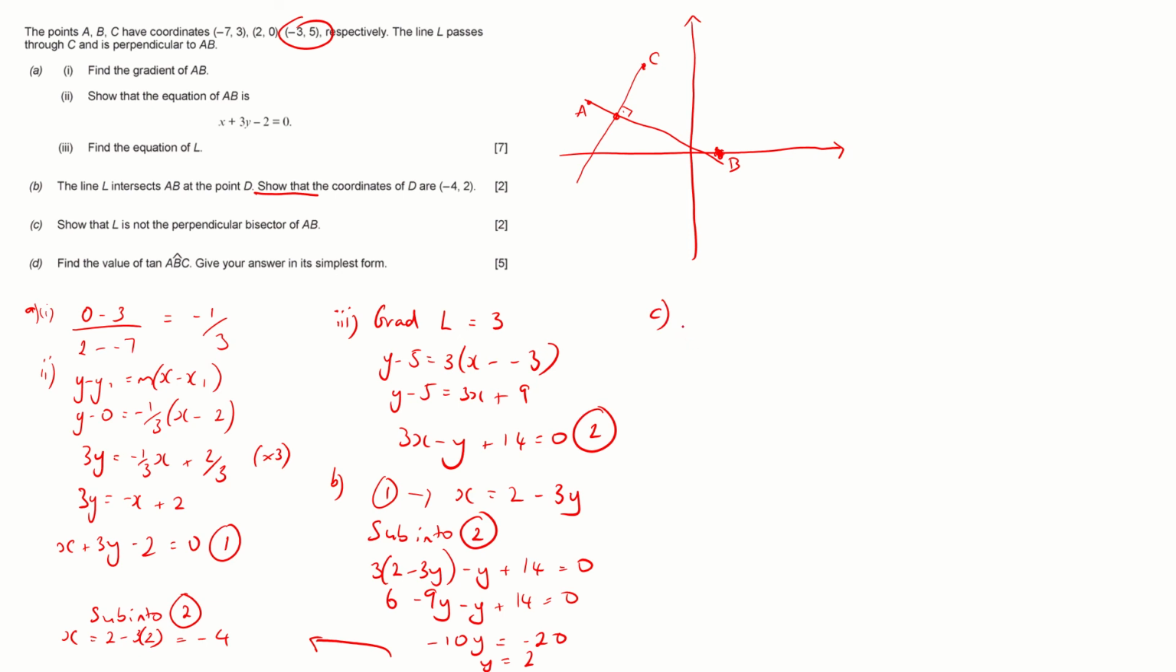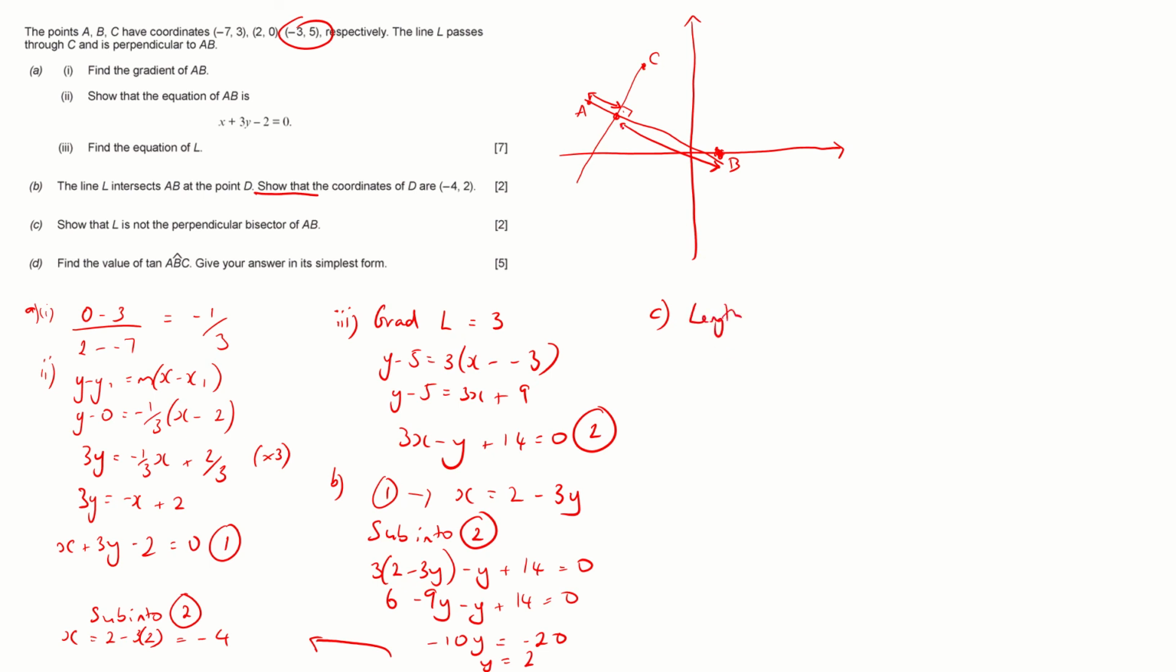Part C. Show that L is not the perpendicular bisector of AB. Now, if it was the perpendicular bisector, then not only would it be perpendicular to the line, but it would also cut it in half. So basically what we're trying to prove is that this distance here is not the same as that distance there. Obviously in my exaggerated diagram, it probably doesn't look that way, but we can't just assume it. We need to find the lengths of the line.